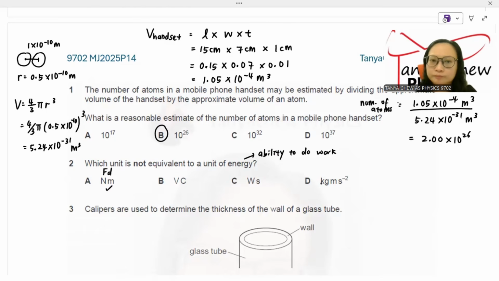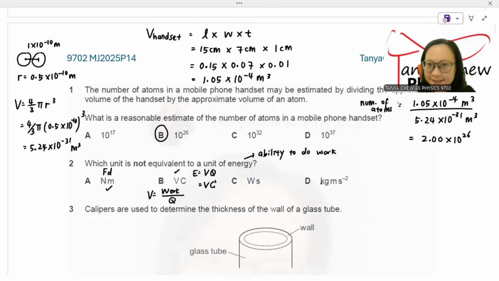Volt coulomb. Now, potential difference is defined as work done divided by charge. Work, that is also energy. So I would say energy is equal to VQ. V is measured in volt. Charge is measured in coulomb. So B is also correct.